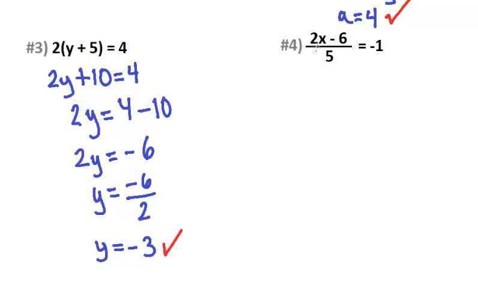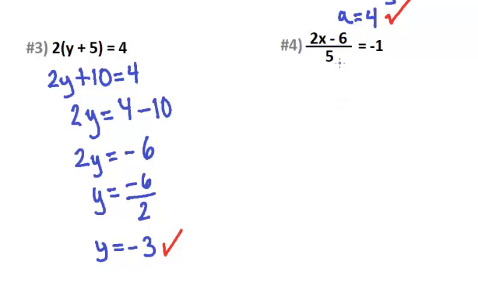Let's do the next one. 2x minus 6 divided by 5 equals minus 1. I cannot pass this minus 6 to plus 6 because it's been divided by 5. The bigger operation here is division by 5. This 5 is dividing everything up. So I need to get rid of the 5 first.